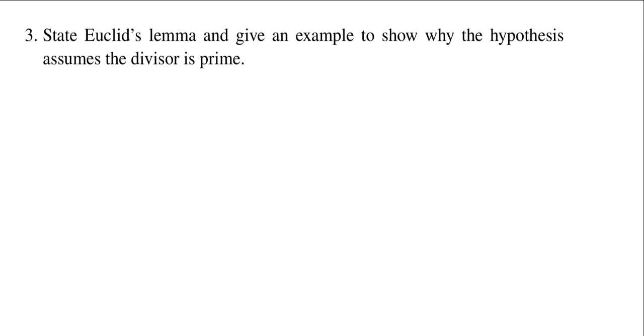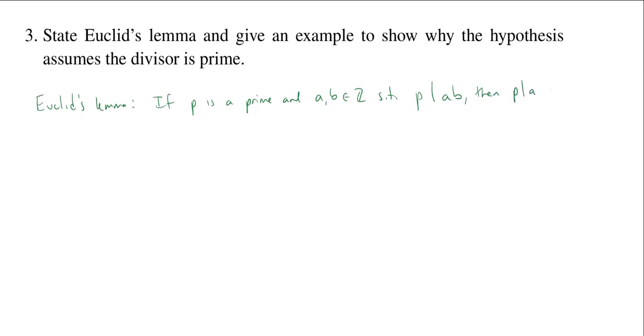So first thing, we just have to state it. Hey, we could do that, right? We learned the actual statement. So Euclid's Lemma tells us, all right, so if P is a prime, and A and B are integers such that P divides A times B, then P divides A or P divides B.